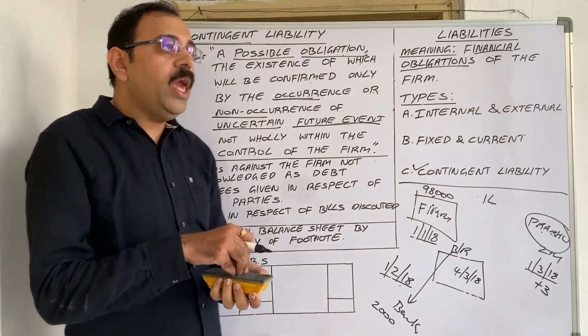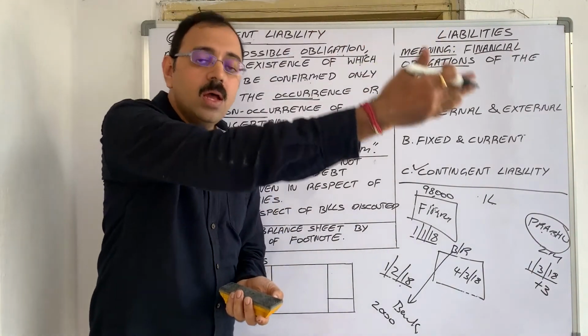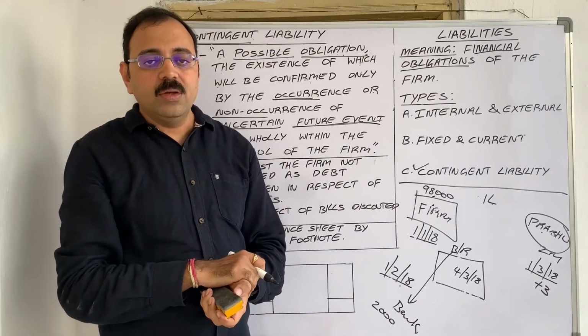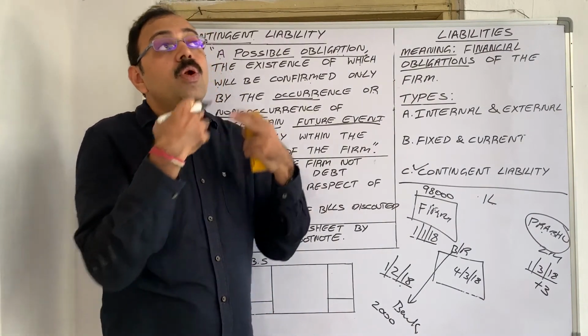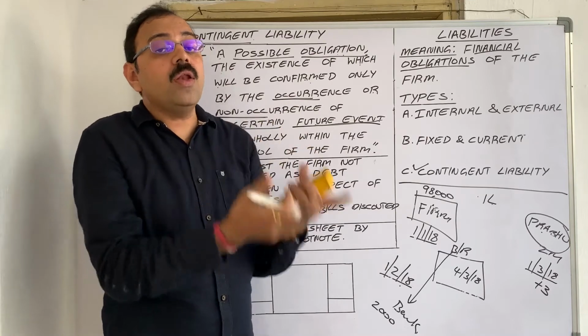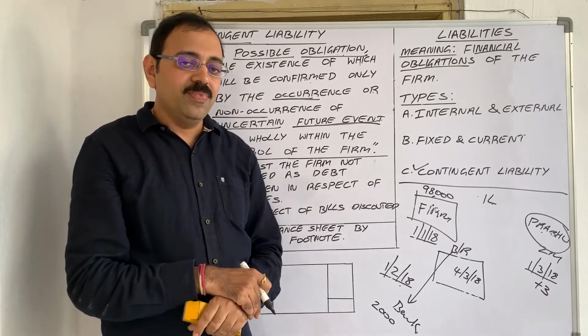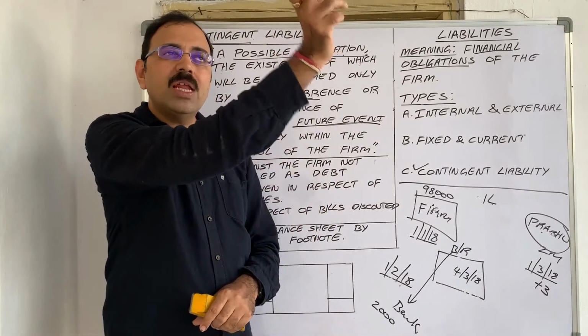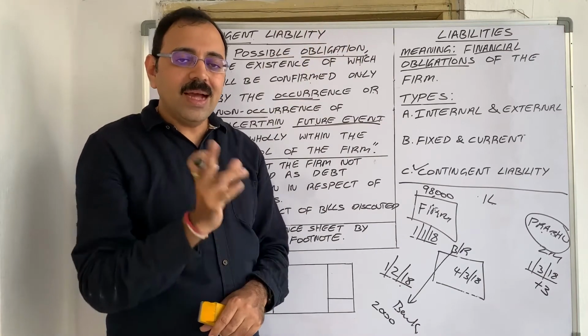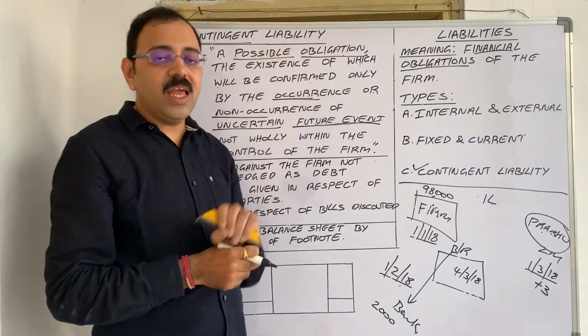So, we may have to pay the loan amount in future. Whether we are liable to pay that amount or not, we cannot guess now. It depends on a future uncertain event. Then that liability is known as contingent liability.